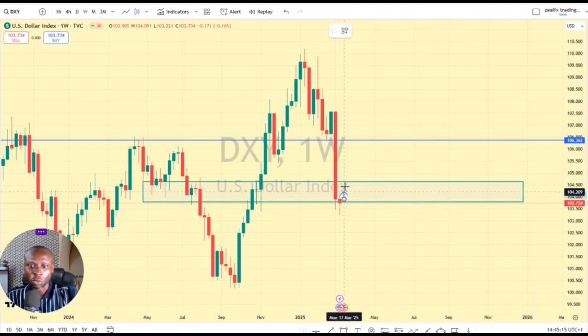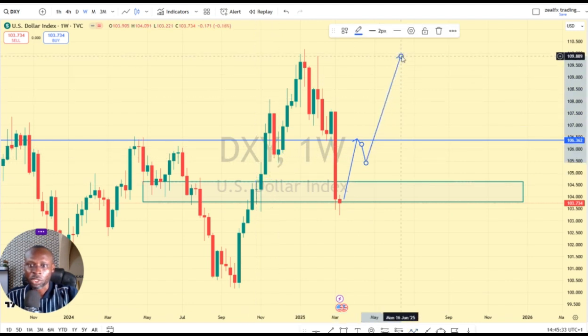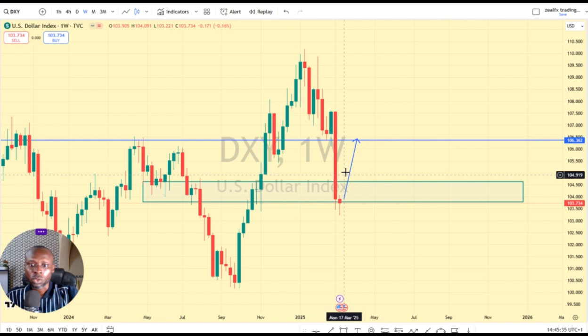So we expect dollar index to push to this next resistance level this week. So once price fails to break this resistance level, we see price pushing lower. If price fails to break this level, we expect price to push higher for the dollar index. So look out for buying opportunity on dollar index this week.